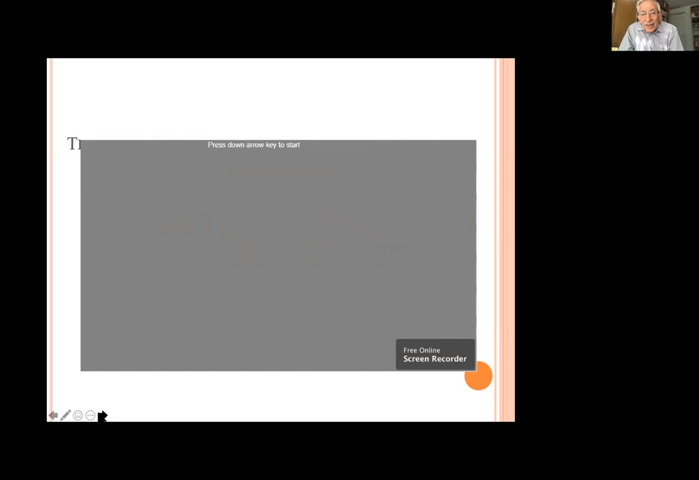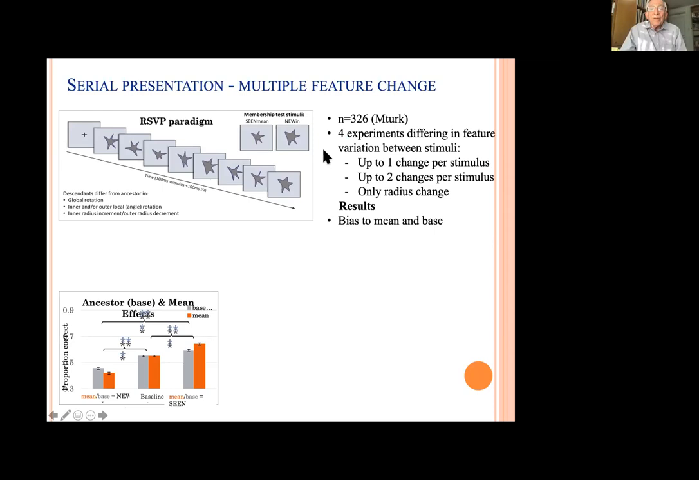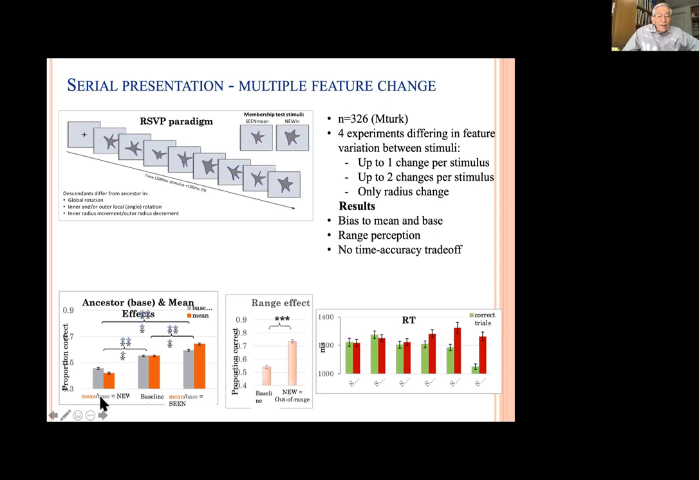Okay, so we show the series and then we show two test items, one of which was there and one of which is new, and maybe it's equal to the mean or maybe it's not equal to the mean and so on, okay? And what do we get? We get the same effects. Here, when the new one is equal to the base, the ancestor, or the mean, then they're choosing that more and therefore they're choosing the correct one less than 50%. They're a little bit above 50% for the baseline and they're above 50% when the new is equal to the mean. Or here's a better picture of it.